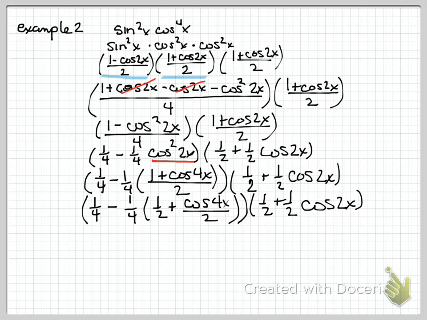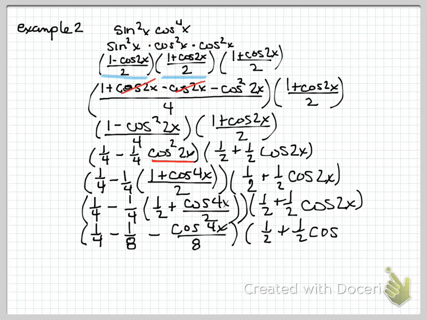I don't know if you've noticed, but most of these are going to be just substituting and then just simplifying. That's all you're going to be doing. So I have 1/4 minus 1/8. So I'm distributing that negative 1/4 minus the cosine of 4x over 8 times 1 over 2 plus 1 over 2 times the cosine of 2x. We're almost done. 1/4 minus 1/8 is going to be 1/8 minus, and I'm going to just bring out that 1/8 that's in front of the cosine.